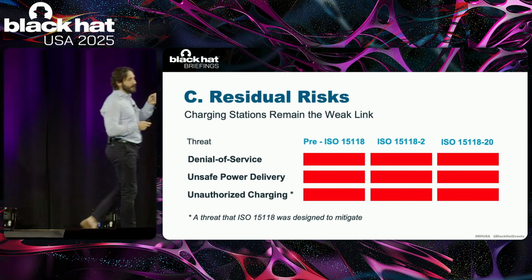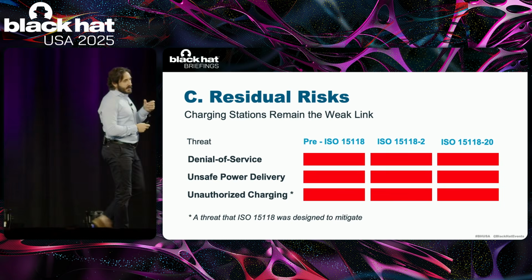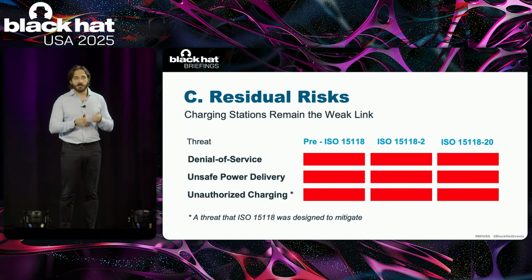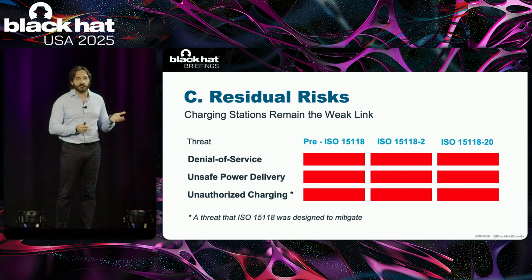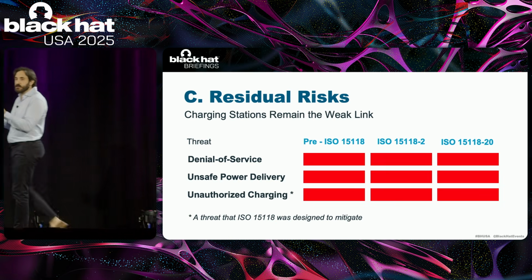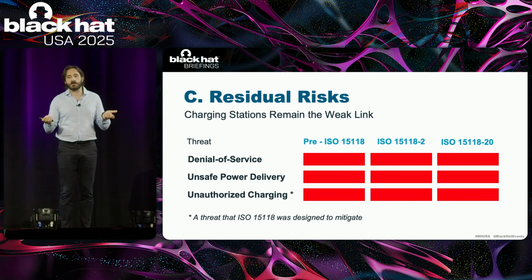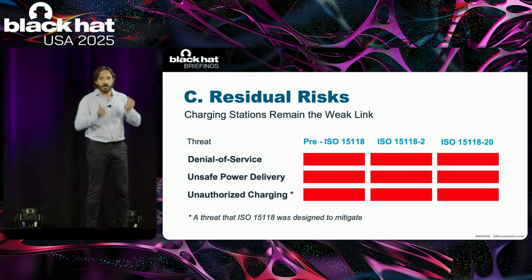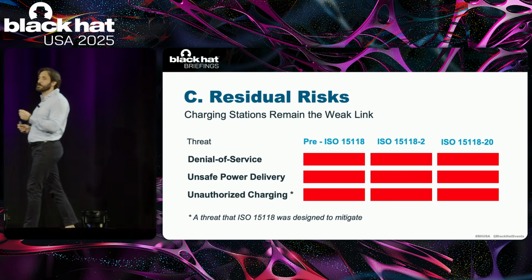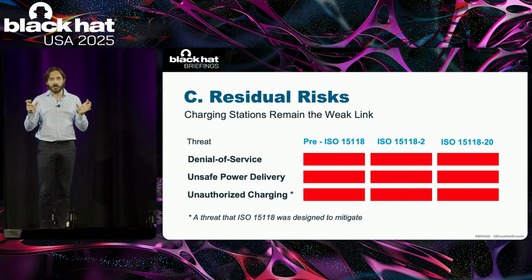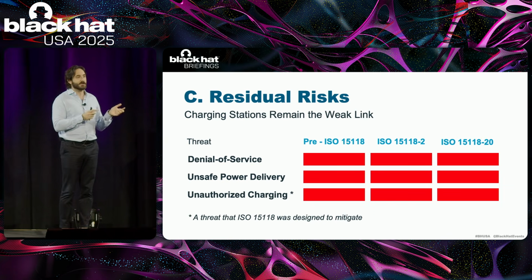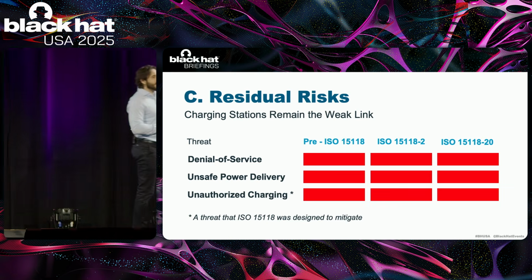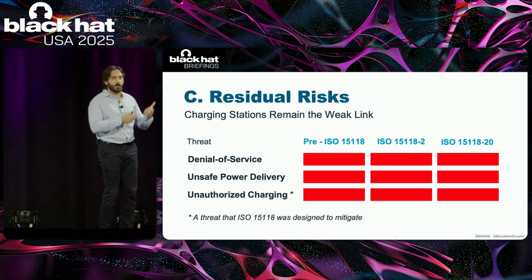So what does this mean? If a malicious user takes control of a charging station, he can easily pull off a denial of service attack. Because if we have control of the charging station, we can simply disable functionalities. And you can start realizing the first contradiction of the standard. The standard protects the communication link between the electric vehicle and the charging station, but at the same time, the charging station might not be usable at all. Now we can move to the second threat, unsafe power delivery.